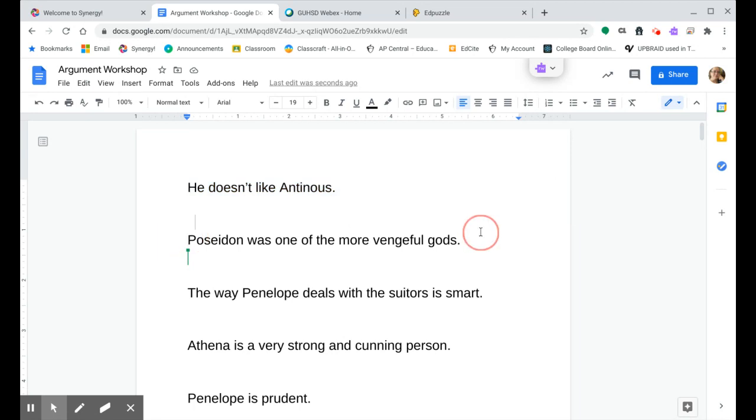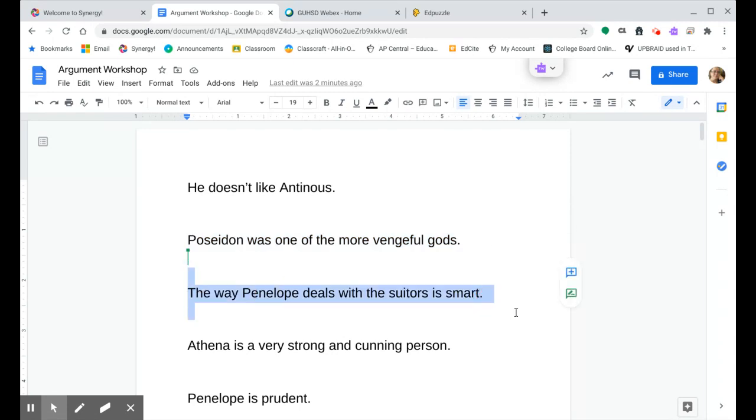Poseidon is one of the more vengeful gods. Well, it's not missing, and it does have an opinion in there, so it's not wrong. So now we're left between awesome or correct. This one I'm a little more torn on, but in the end, I think it basically comes down to just Poseidon is vengeful, which is not that interesting or that debatable. So I would say that this is correct.